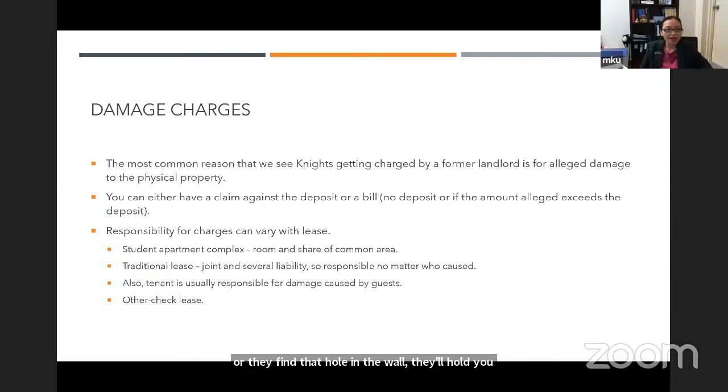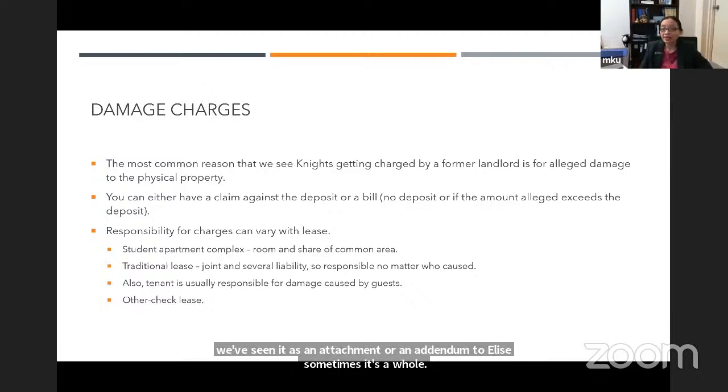The last bullet point says other, check your lease. A lot of leases have actual lists of move out charges, specific charges for specific items. You don't really get to bargain if you have a lease that comes with that. We've seen it as an attachment or an addendum to a lease. Sometimes it's 1 or 2 pages long. It will have set charges for specific things.